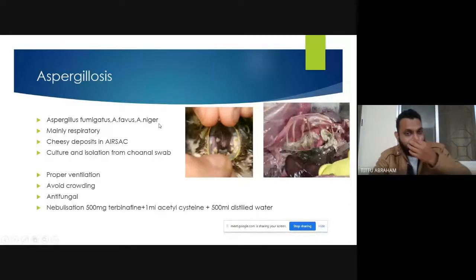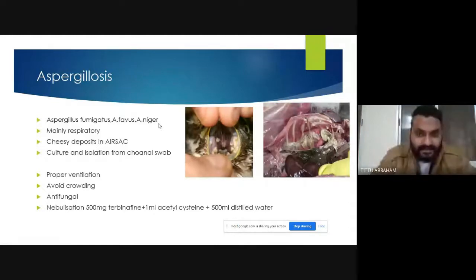It can cause eye infection, especially that associated with sinusitis caused by this Aspergillus. It will cause a respiratory infection. You can see the oral cavity being affected, and the lungs being affected. This is the air sac. Air sacculitis will be caused by aspergillosis.